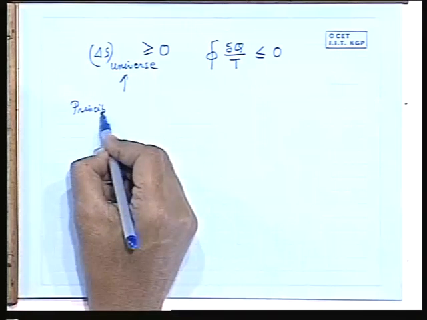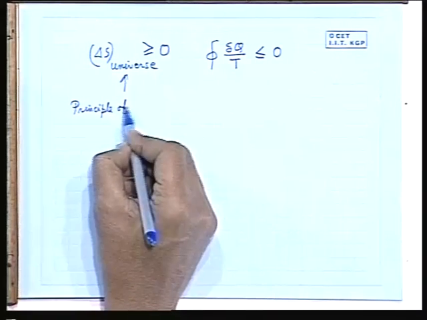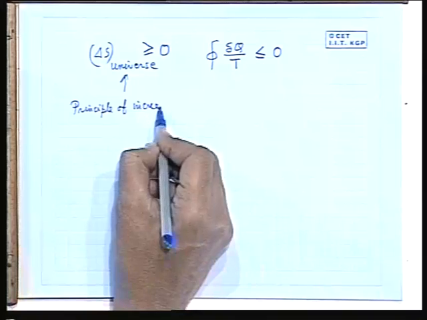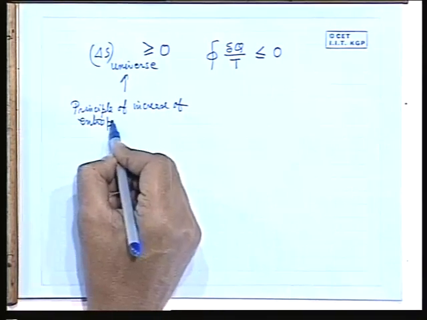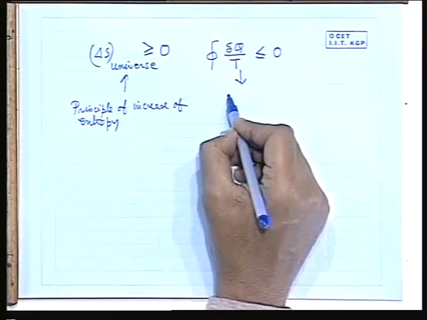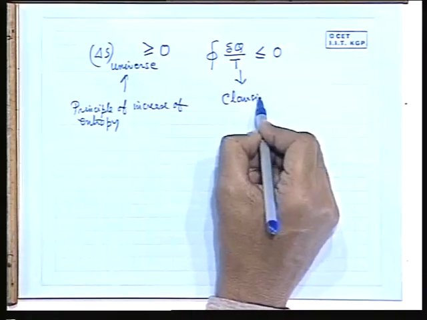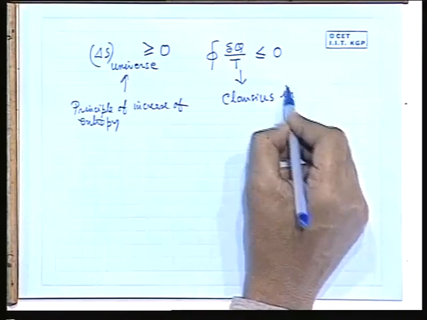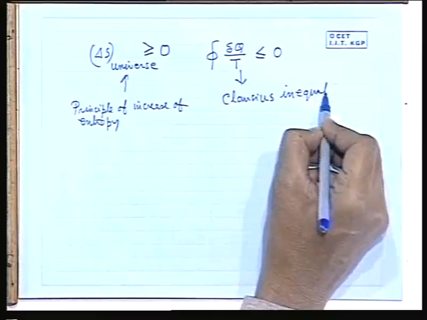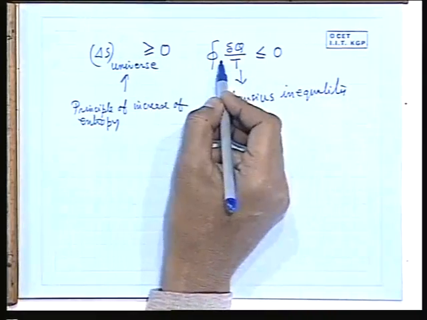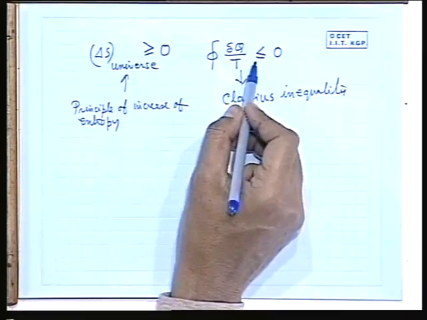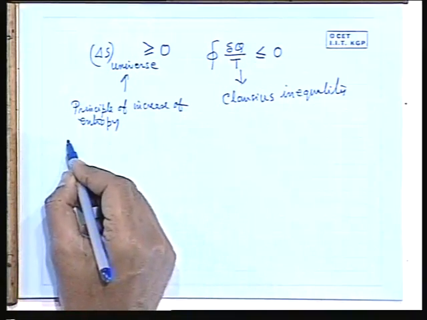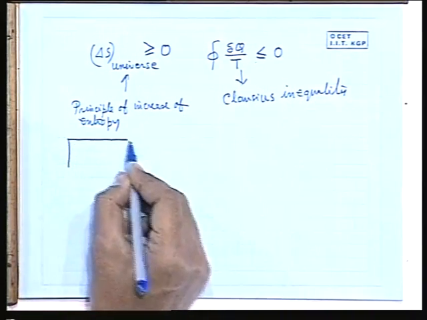This is known as the principle of increase of entropy, and this is known as the Clausius inequality. Now these two are the same. That means this is a consequence of this, with a negative sign. Now let us understand this to make our concept very clear.